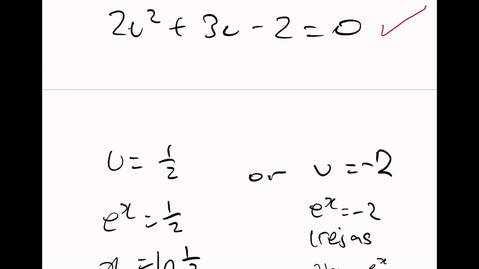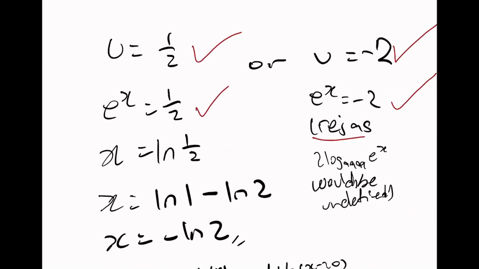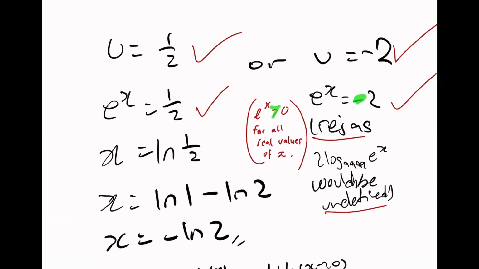Half, negative 2. e^x equals half; e^x equals negative 2 is rejected because the logarithm is undefined. Actually, more simply, e^x should be more than 0 all the time. e^x is more than 0 for all real values of x. Negative is not allowed here. Reject is the correct reason. Okay, solving for x, you get ln half, yes, negative ln 2.